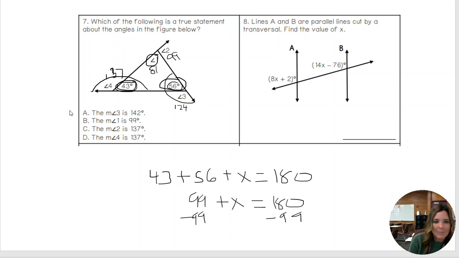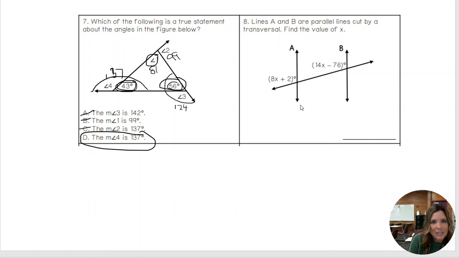The measure of angle 3 is 142. No, it's not. It's 124. The measure of angle 1 is 99. No, it's not. It's 81. The measure of angle 2 is 137. No, it's not. The measure of angle 4 is 137. Yes, the measure of angle 4 is 137. Okay, let's go to the next one.